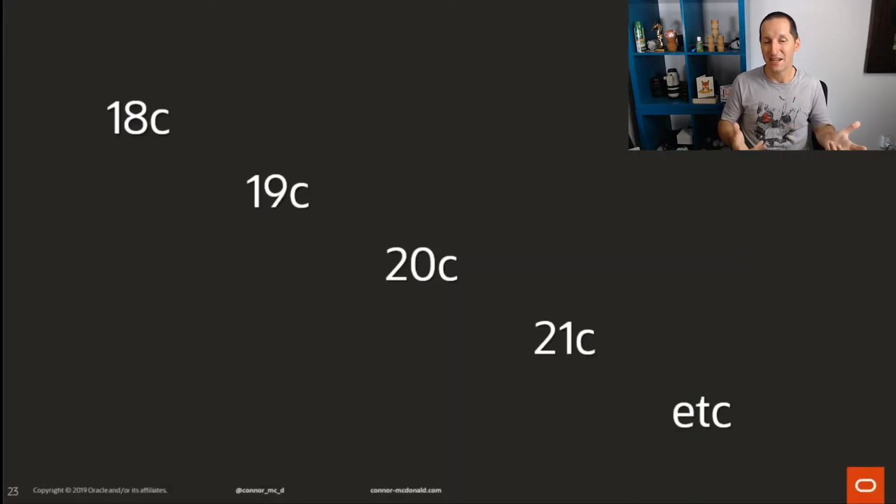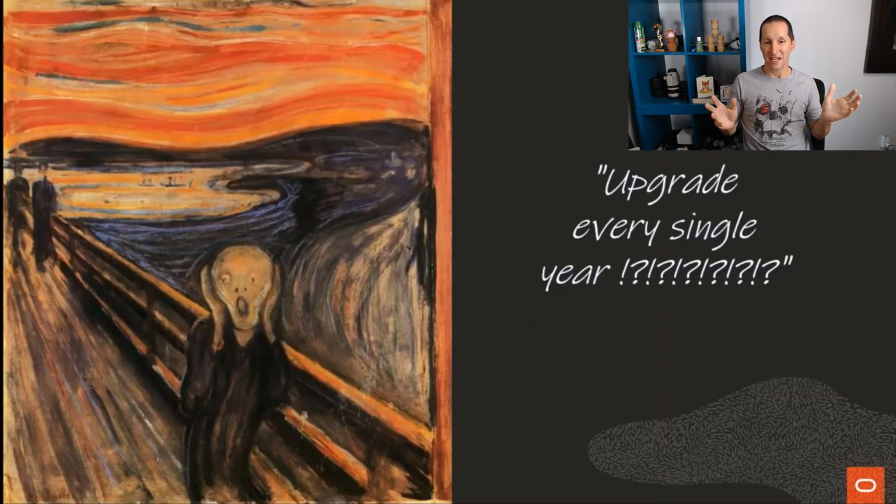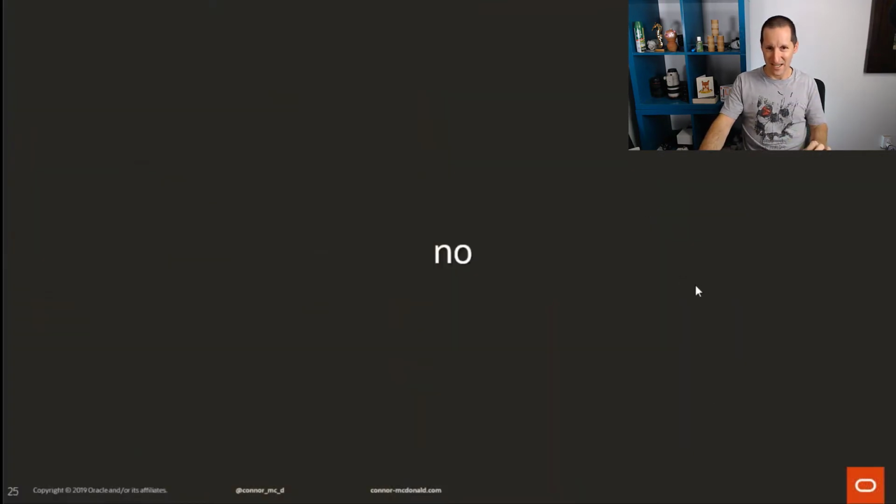When we released our annual release cycle, 18, 19, 20, 21, etc., people got very, very scared because they were like, are you serious? Are you going to make us upgrade every single year? Are you insane? Do you know how hard it is to upgrade? We have to get budget, we have to get approval, we have to get regression testing done. It's just impossible. That was never our intention.